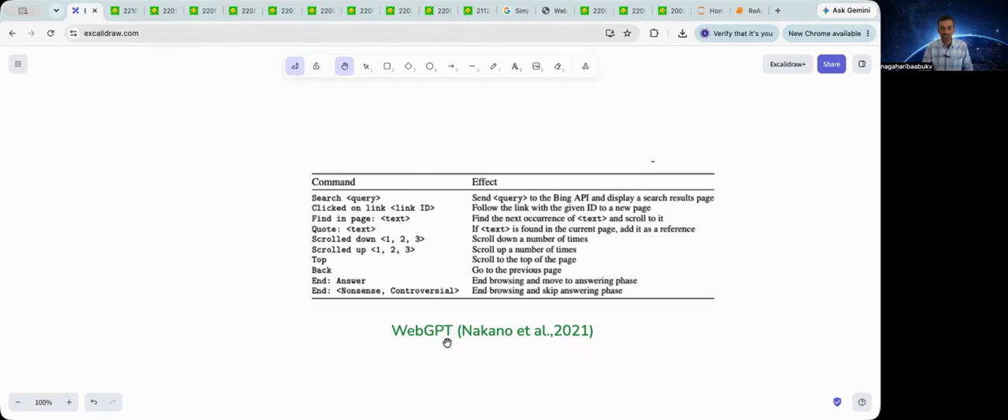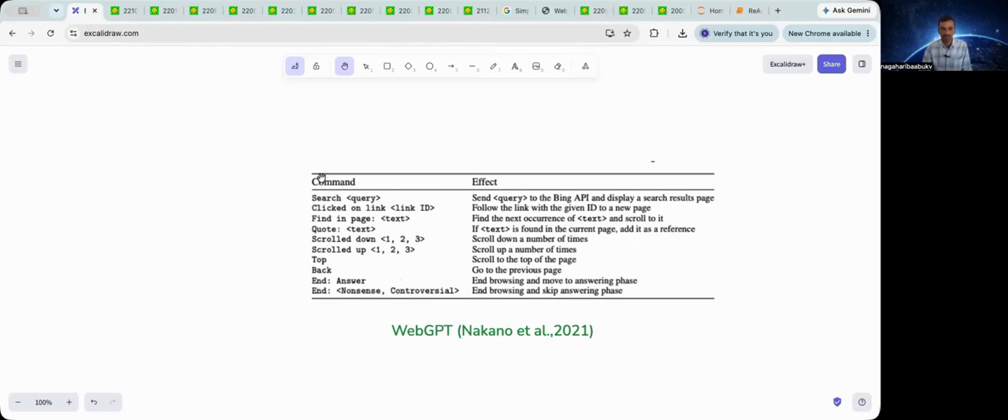So during this process, the LLM has to make decisions on when to search, when to navigate, when to click the link, when to scroll up, scroll down. So that's the challenge of decision making. These WebGPT researchers have addressed this by a concept called human cloning, cloning a human behavior.